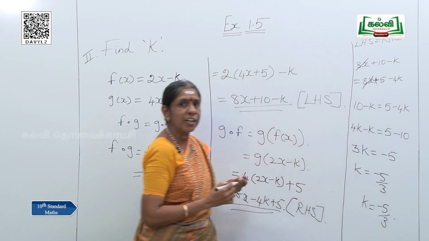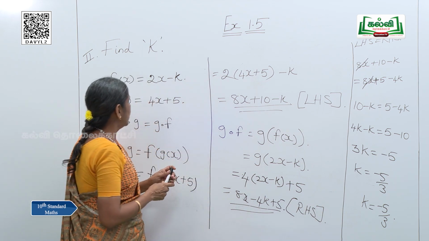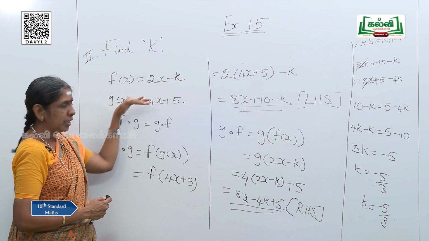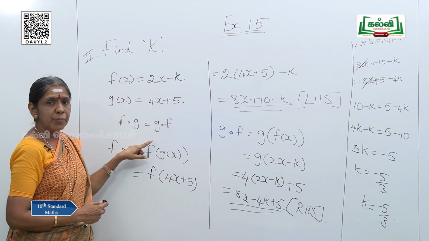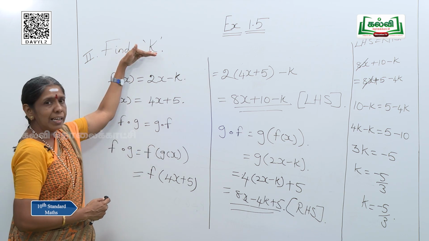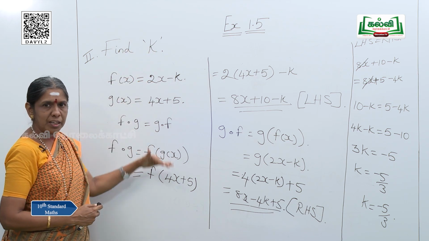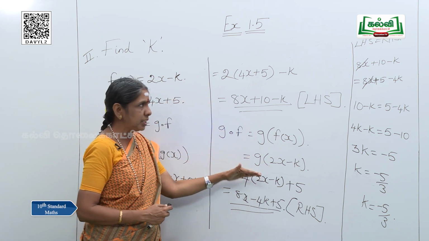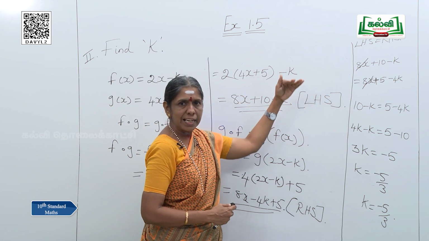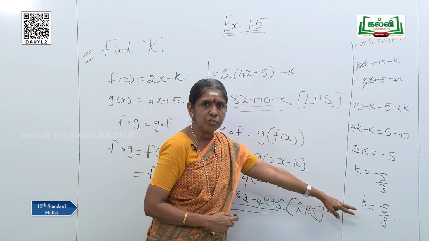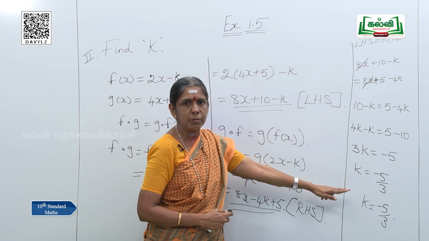The question asked is to find the value of k. So, did you all understand? They have given the functional values f of x, they have given g of x, and the given condition is f dot g is equal to g dot f, then calculate the value of k. So, go to the left hand side value, simplify it, go to the right hand side value, simplify it, then equate both, cancel the common terms, and then finally get the value of k, and we got the value of k is equal to minus 5 by 3.